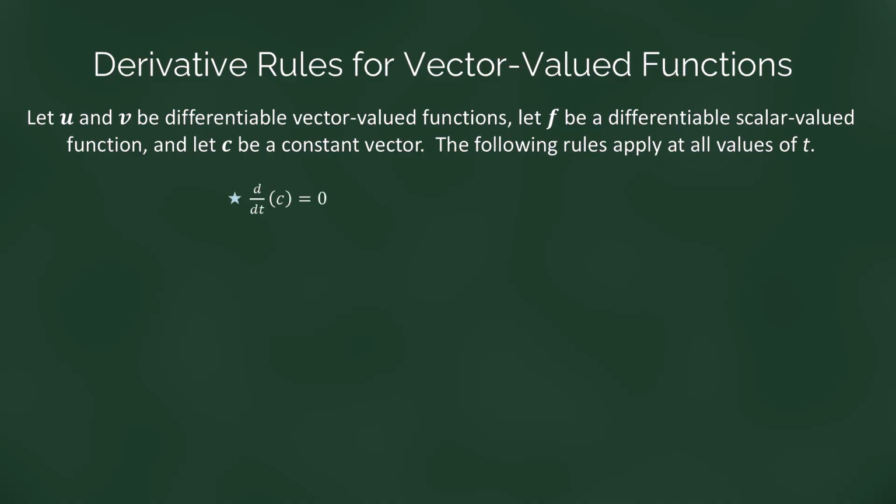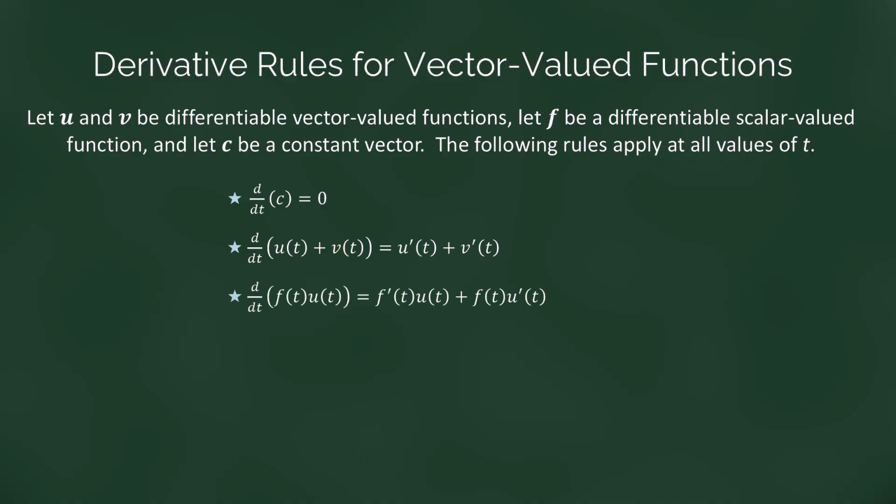First, the derivative of a constant vector is going to be 0. Each of its components will be 0, so its entire derivative will be the 0 vector. If we take the derivative of one vector-valued function plus another, that's going to be equal to the derivative of the first vector-valued function plus the derivative of the second vector-valued function. If we take the derivative of our scalar-valued function times one of our vector-valued functions, f of t times u of t, we get f prime of t times the vector u of t plus f of t times the vector u prime of t.